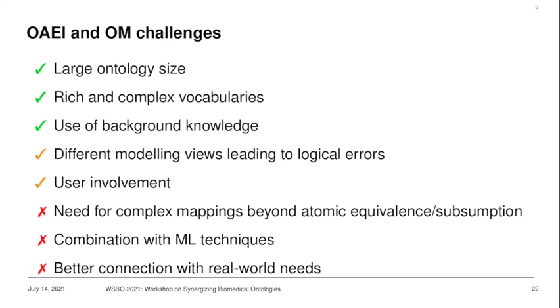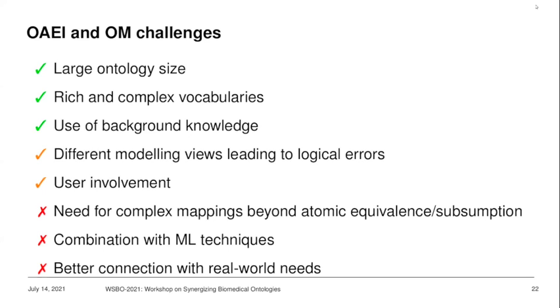I think we need more systems and evaluation for complex mappings. And in relation to this, probably we need to bring more machine learning techniques into this world. And then finally, I think we need a better connection with real-world needs. We have some, for example, some bio tracks, but I think we need to get closer and closer to what the real application needs.